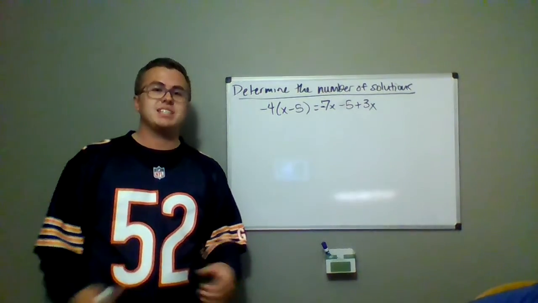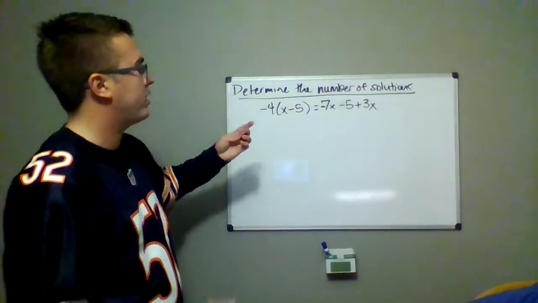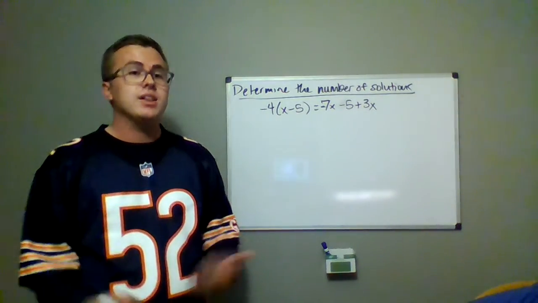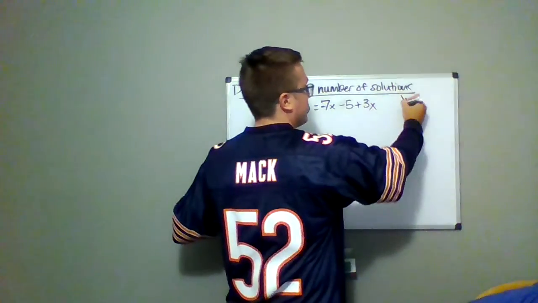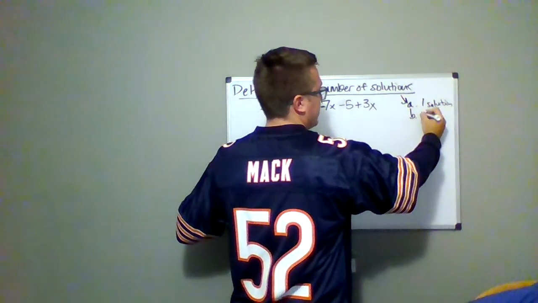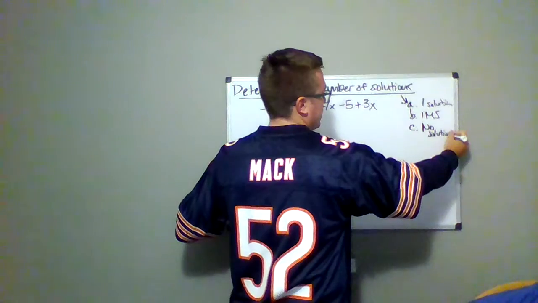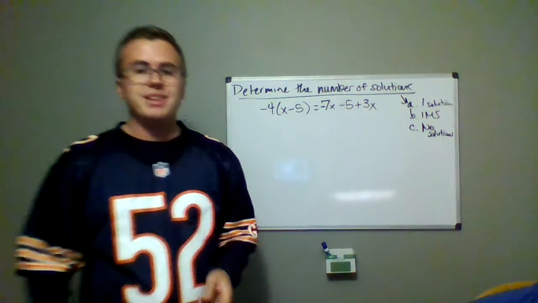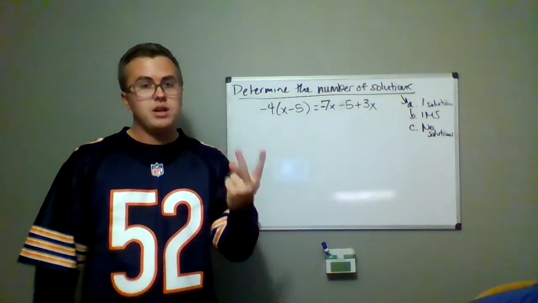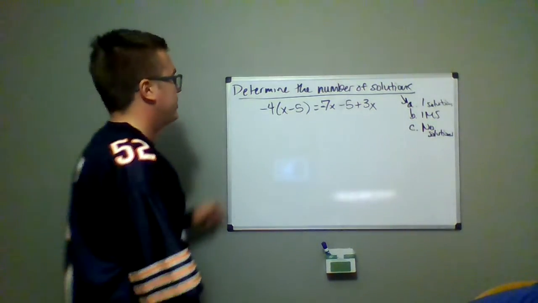Okay, so this problem says to determine the number of solutions to the equation here. So in this one, when you're determining the number of solutions, you have 3 options. So you can kind of think about it like it's a multiple choice question. You have A, 1 solution, B, infinitely many solutions, or C, no solutions. So right away when it says determine the number of solutions, it's like a multiple choice question because you only have 3 options. It's either 1, none, or all of them. So let's go through and solve it and see if you can make that jump.